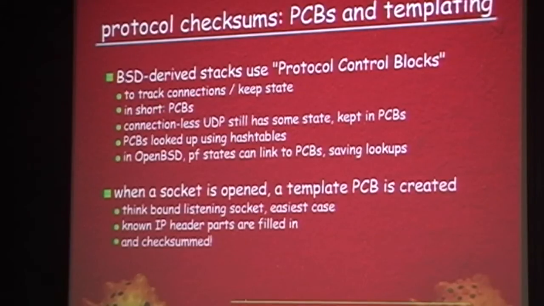I have to get into the inner workings of the stack a little bit more. This is kind of interesting because here we'll see an old hack from the BSD network stack that nowadays made it into hardware. All the BSD derived network stacks use so-called protocol control blocks to deal with TCP and UDP connections. That's to track connections and to keep state. UDP being connectionless does not mean that it does not have state. The UDP sockets need some kind of state, right?